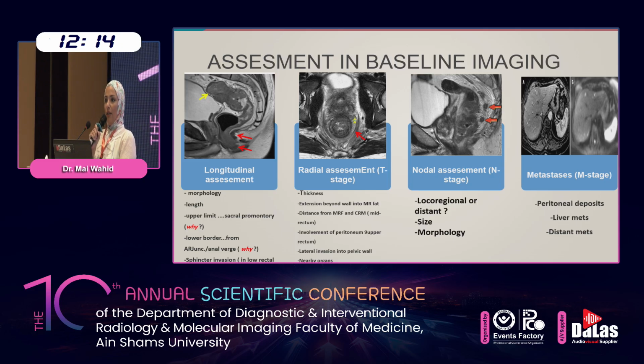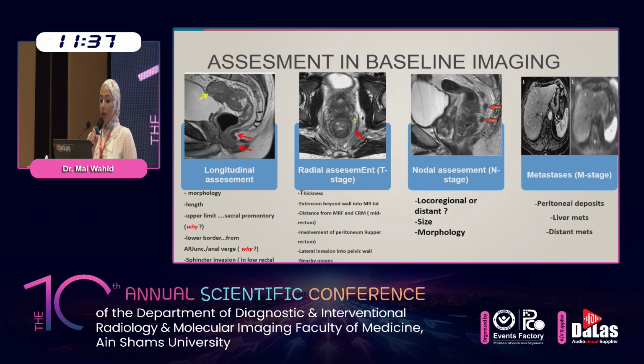So, the first case scenario: we have assessment in baseline imaging, a newly diagnosed rectal cancer case. We are going to do the TNM staging of the case. The T stage is done by the longitudinal assessment and the radial assessment. The longitudinal assessment, as we can see here, helped by the T2 sagittal view, we can see the morphology of the tumor, polypoidal or mass. We can see the length, the upper limit, and the lower border, its distance from the anal verge, and the sphincter invasion. All will help the surgeon to choose the operation, whether abdominoperineal resection or anterior resection, based on these points.